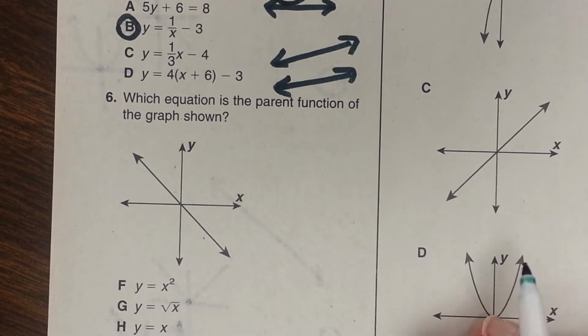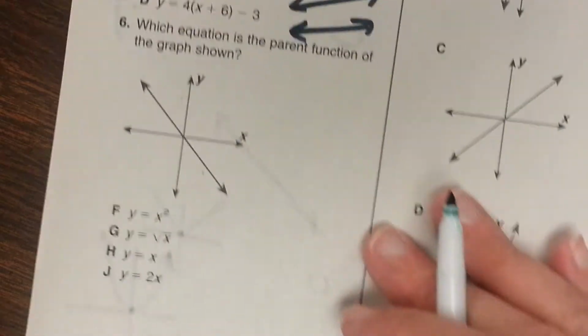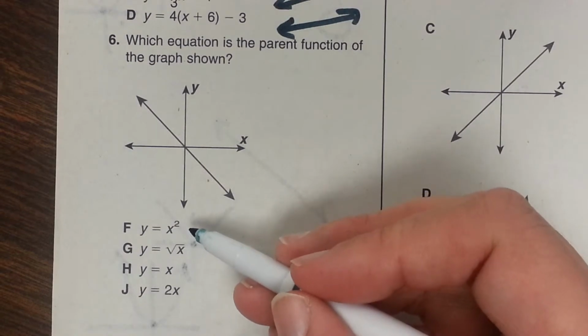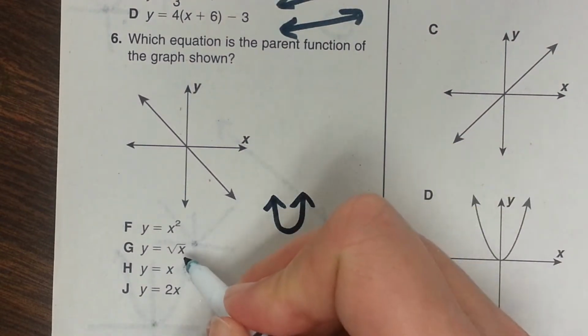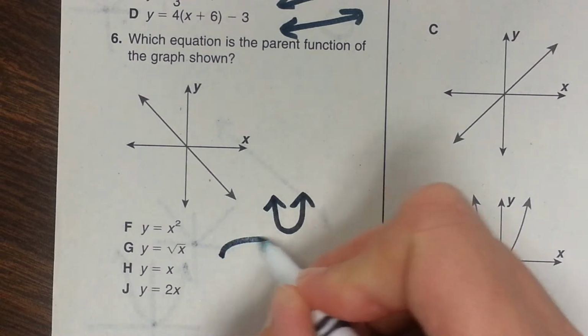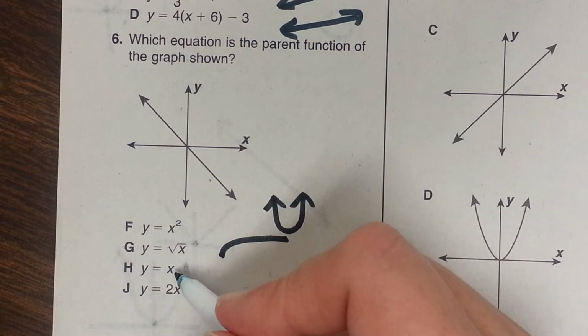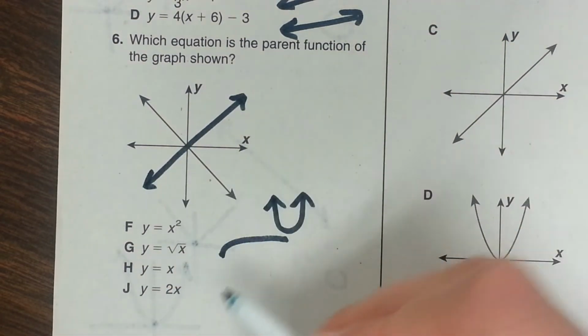Number 6, which equation is the parent function of the graph shown? Once again, we know that's a line. So we look at our options. Y equals x squared is the parabola. Square root of x shoots off like this. That's not a line. Y equals x is a line. It's the one that runs like this. So that would be the parent function.